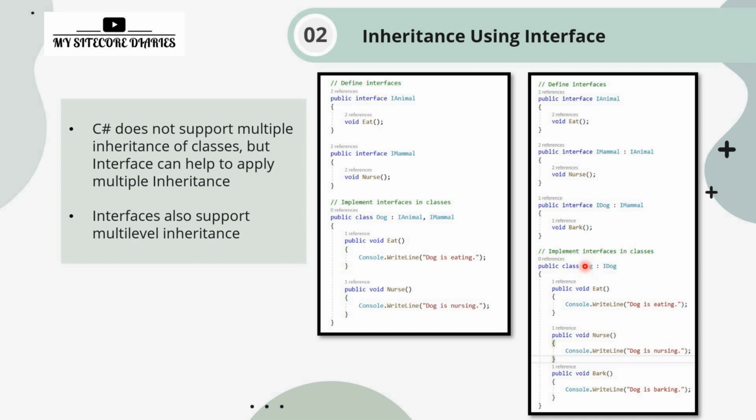Now in the dog class, you have to write the methods for it, which is the abstract method of iAnimal, nurse, which is the abstract method of iMammal, bark, which is the abstract method of iDog. So all those three methods you need to write into the dog class. So this is the multi-level interface inheritance. So this is how you use the interface for the inheritance.